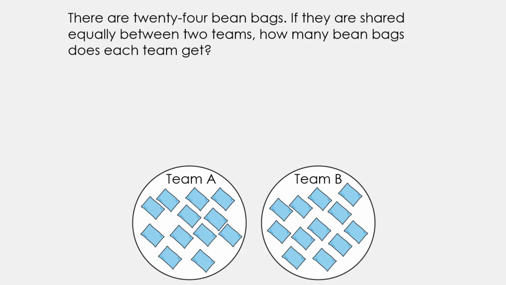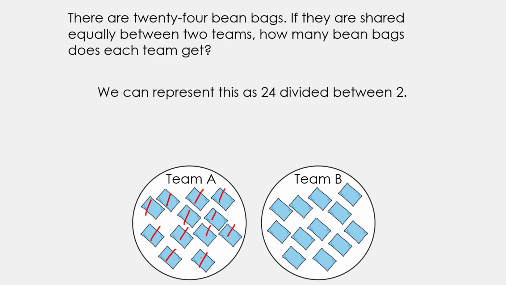I'm thinking, is there a better method? Well, let's think about that. But first, what's the answer? Can you tell me what the answer is? How many beanbags does each team get? What do we need to do to find the answer? We need to count the beanbags in each group, don't we? I'm going to cross out each one as I count because I don't want to count one twice or miss one. So 1, 2, 3, 4, 5, 6, 7, 8, 9, 10, 11, 12. So each team gets 12.